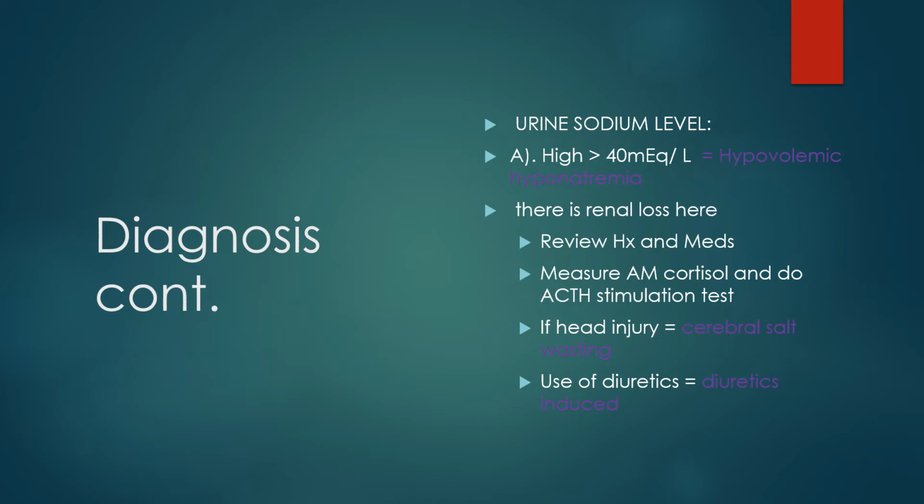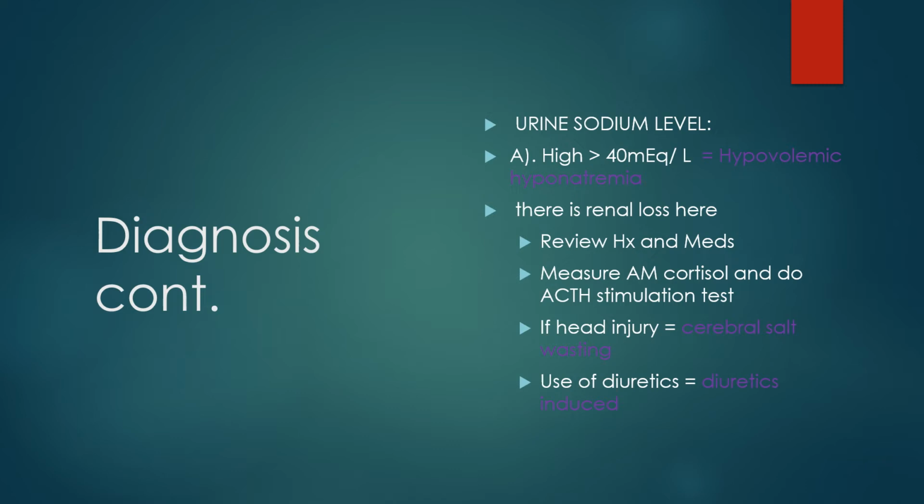Then we'll measure the level of urine sodium. If urine sodium is high, that is greater than 40 milliequivalent per liter, we are dealing with hypovolemic hyponatremia. And we need to find out, because now we are dealing with renal loss. Anything that will make urine sodium greater than 40 milliequivalent per liter is pointing to renal loss of the sodium.